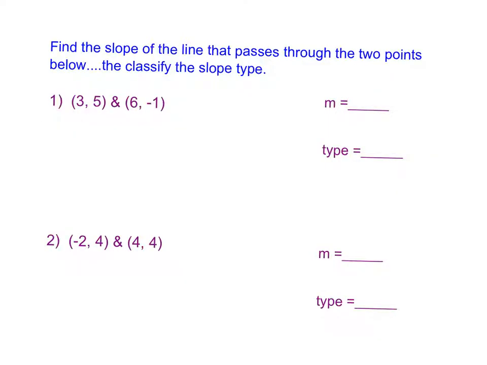So here we're simply going to take the 2 points that they've given us, calculate the slope, and then classify it by type. Remember, our 4 types are the positive slope, negative slope, 0, and undefined. And then the other thing to remember is our slope equation is m equals y2 minus y1 over x2 minus x1. So let's start by calculating the slope of that first set of points.